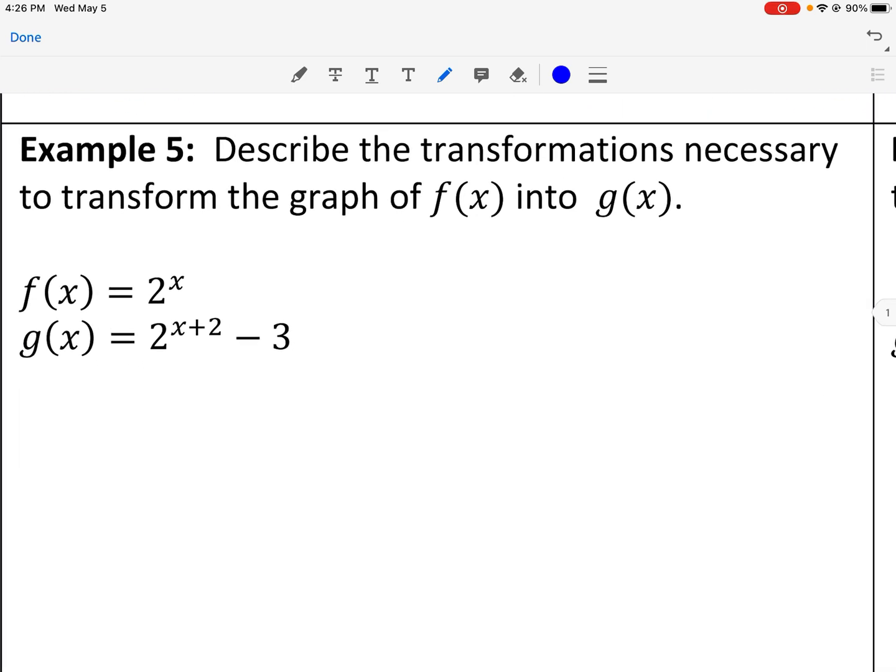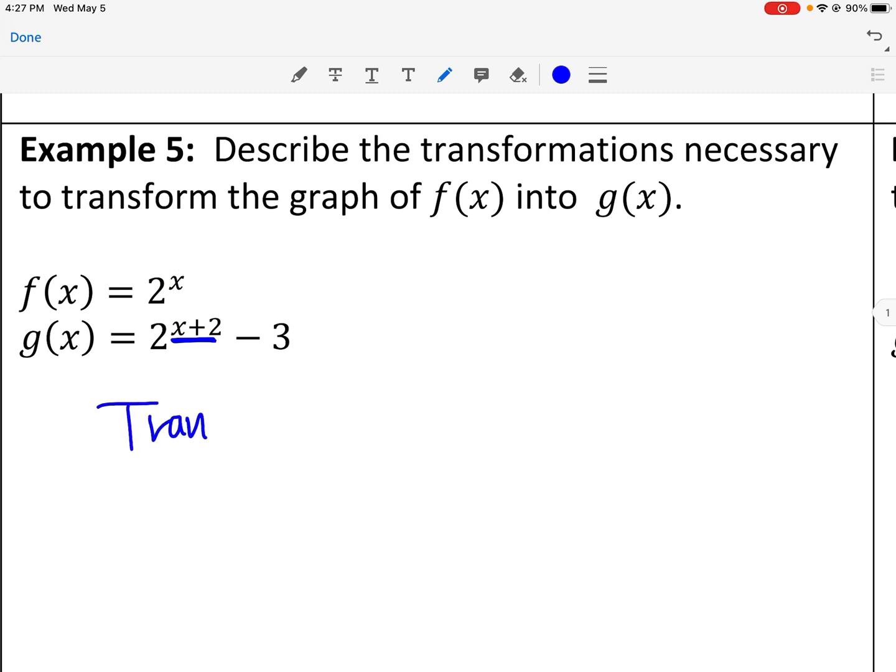Okay, describe the transformations necessary. So we're given an equation, and we're given an equation that's already been changed, and so we have to figure out what happened from the first to the second. So new stuff. We have x, used to be x, and it's in the exponent. Doesn't matter where it is, but x became x plus 2. So it only changed where the x is, and we can kind of imagine that being in parentheses.